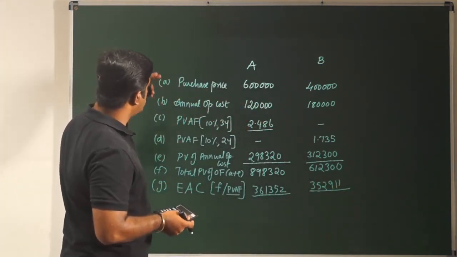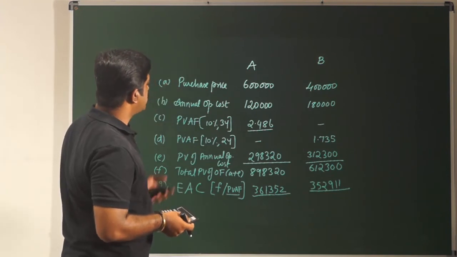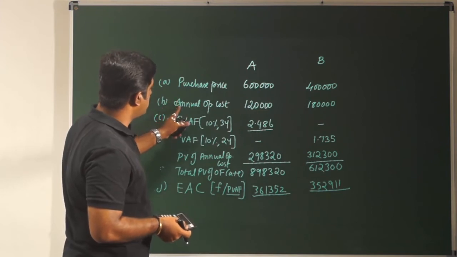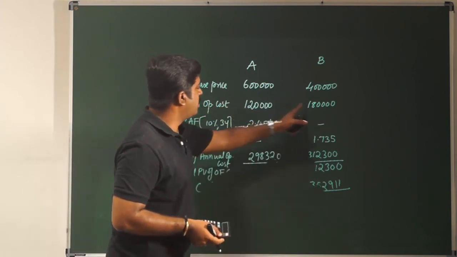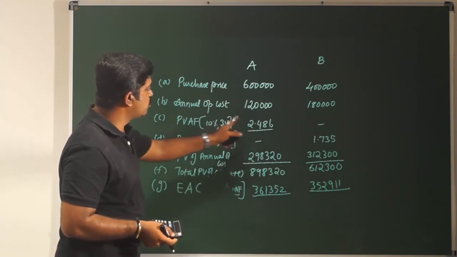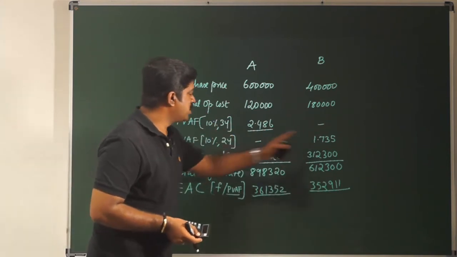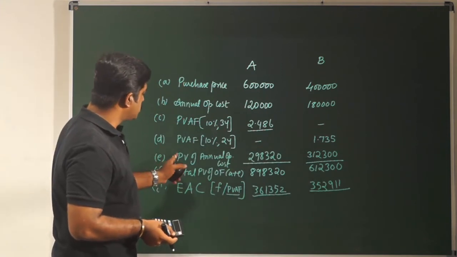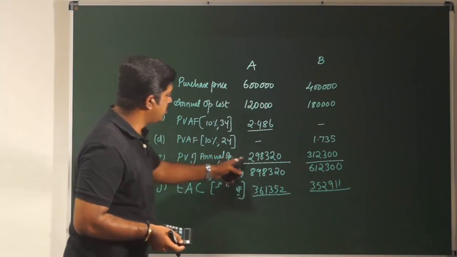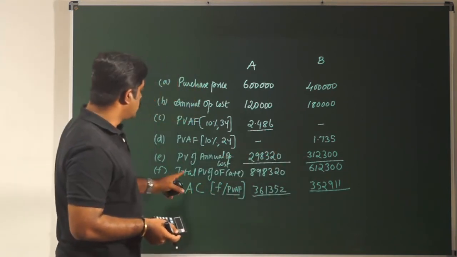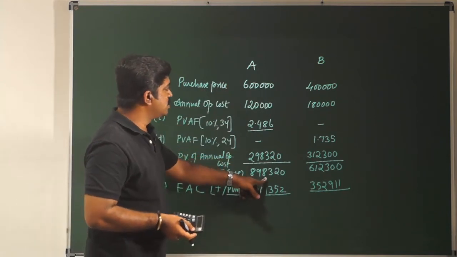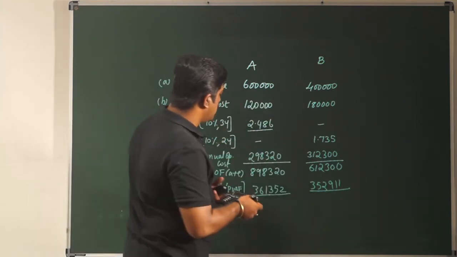I'll just repeat. What was your purchase price? Here the purchase price is 600,000. The other one is 400,000. What was the annual operating cost? 120 and 180. What is the present value annuity factor? 10%, 3 years, 2.486. It is 1.735. So your present value of annual operating cost is derived by multiplying with the relevant present value annuity factors. You have that here.